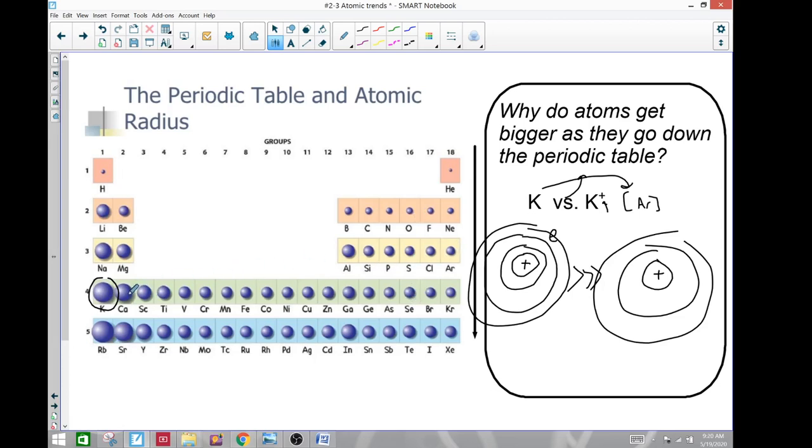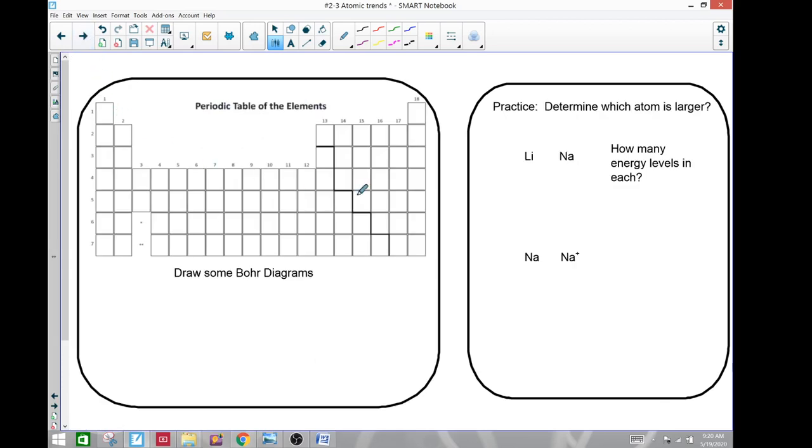So calcium has 2 valence electrons. Losing 1 wouldn't make it all that much smaller, but losing 2 of them would bring it way back. Okay, so next up, determine which one's larger. The first thing we do is just find them on the periodic table.